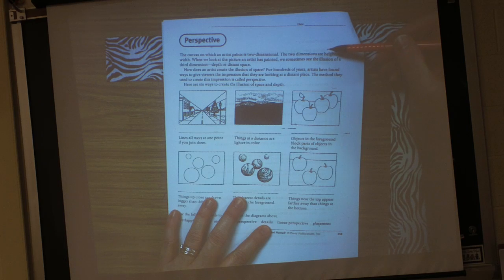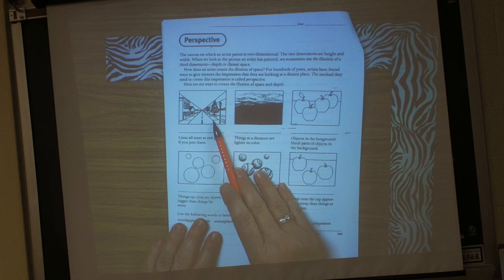The canvas on which an artist paints is two-dimensional. The two dimensions are height and width. When we look at the picture an artist has painted, we sometimes see the illusion of a third dimension, depth or distant space. How does an artist create the illusion of space? For hundreds of years, artists have found ways to give viewers the impression that they are looking at a distant place. The method they use to create this impression is called perspective. Here are 6 ways to create the illusion of space and depth.